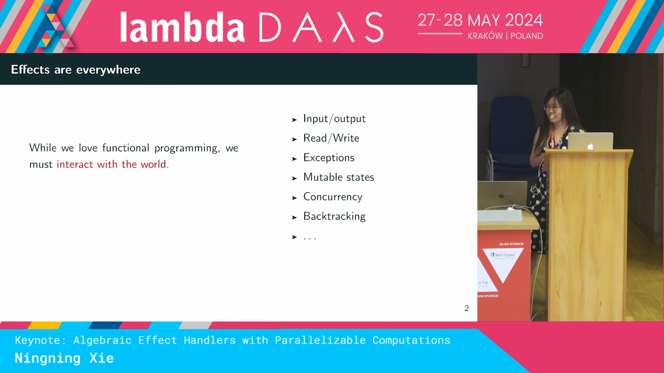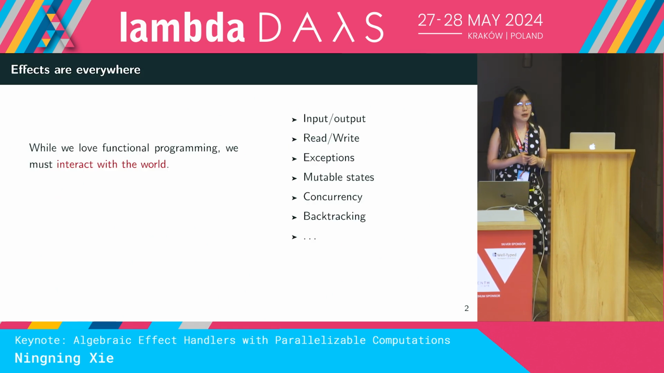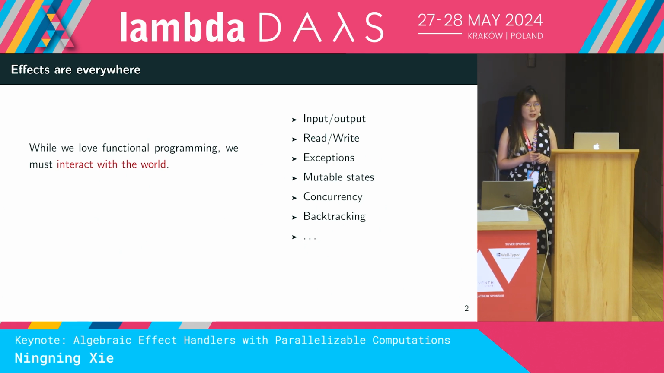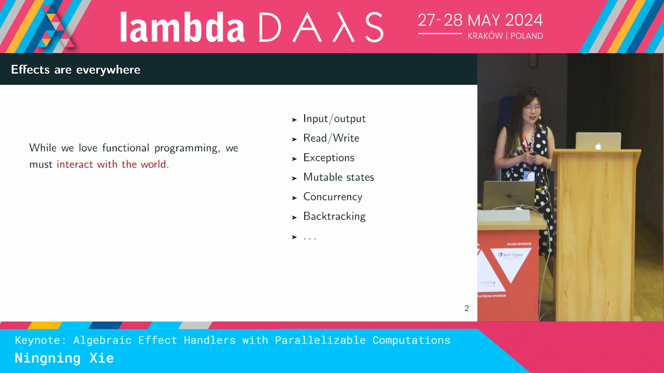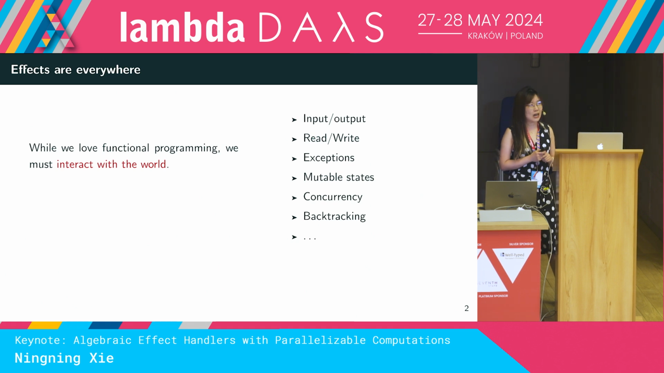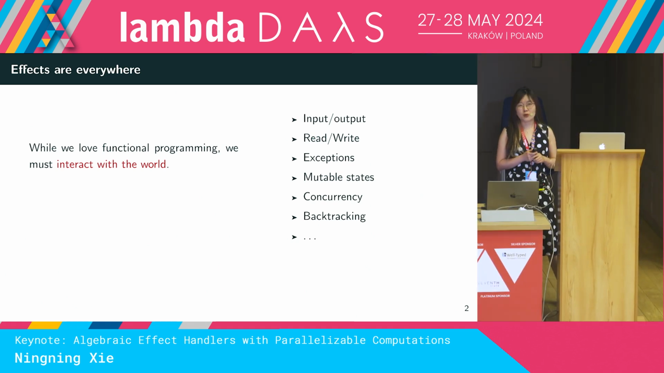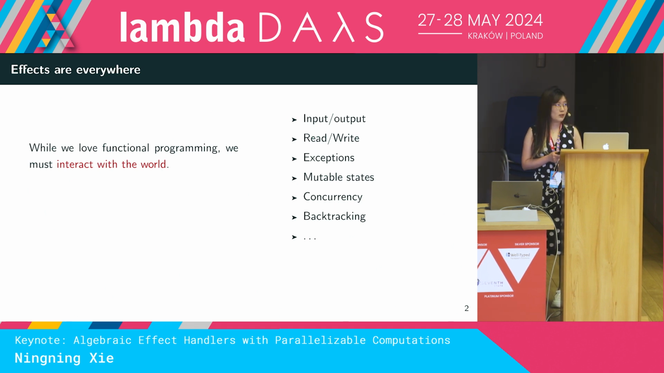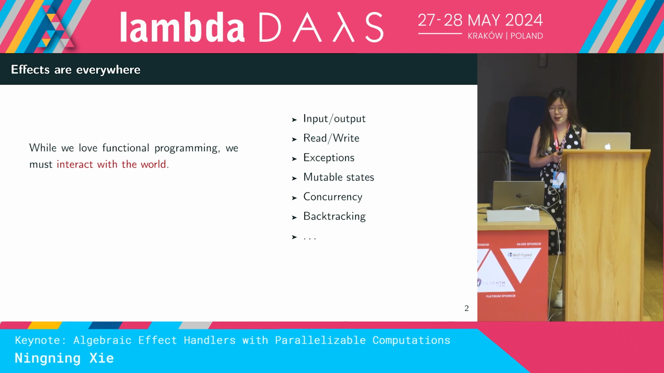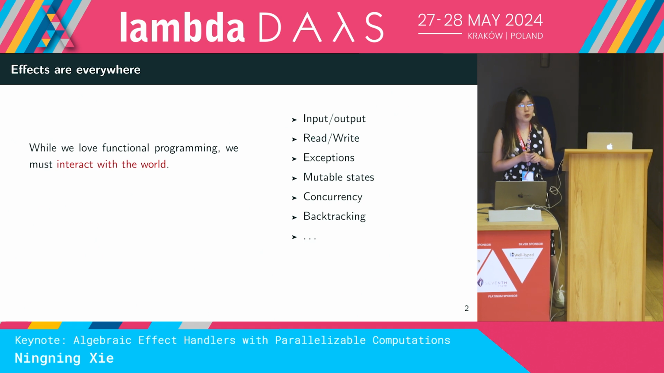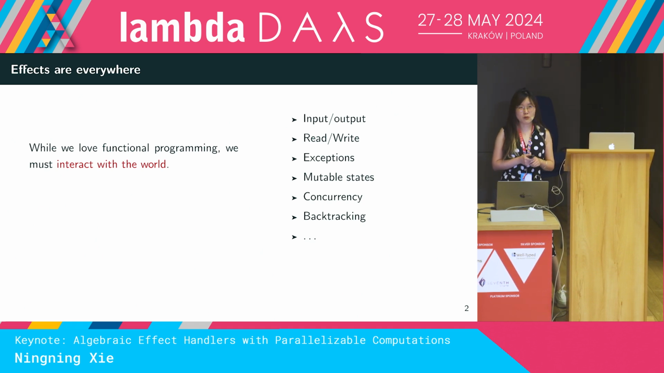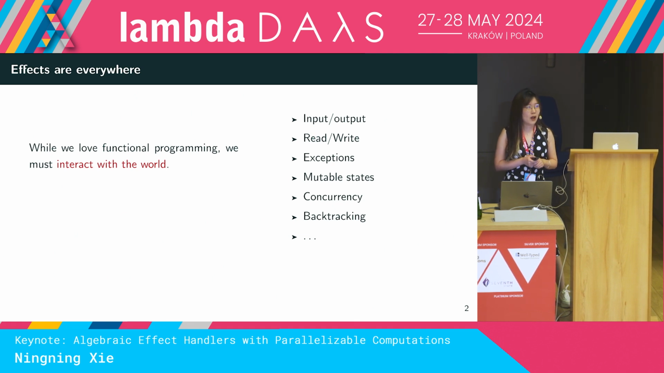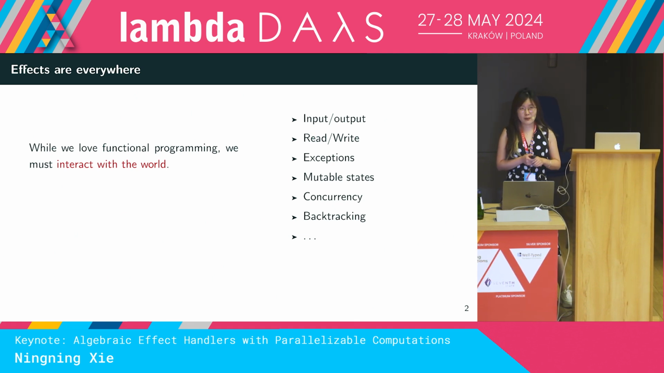So let's get started. Since we are at Lambda Days, I suppose we all love functional programming, where programs are easier to reason about. But in practice, we must also interact with the outside world. For example, if you want to do input and output from the command line, or if you want to read to and write from a file, or your program might throw an exception, or you might want to use some mutable resources in your program, or you might want some forms of concurrency and backtracking. So basically, effects are everywhere.